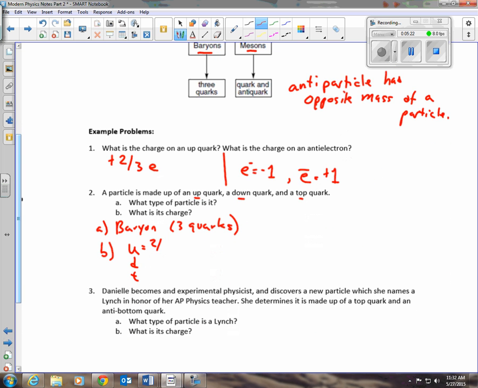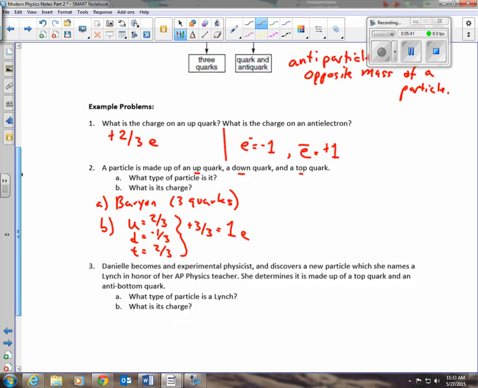So it's 2/3, minus 1/3, and another 2/3. If I add those up, I have a positive 4/3 minus 1/3. Altogether, this gives me a charge of plus 3/3, which is 1. So you'll always end up with a whole number when you combine three quarks.